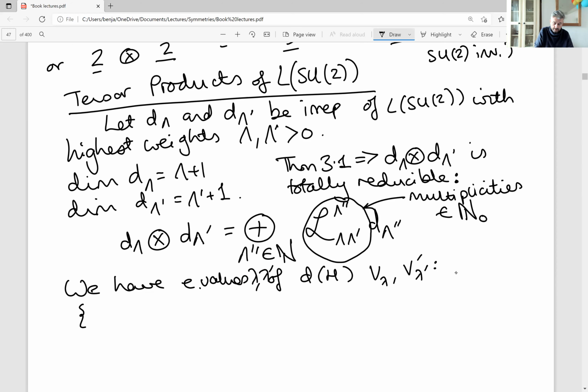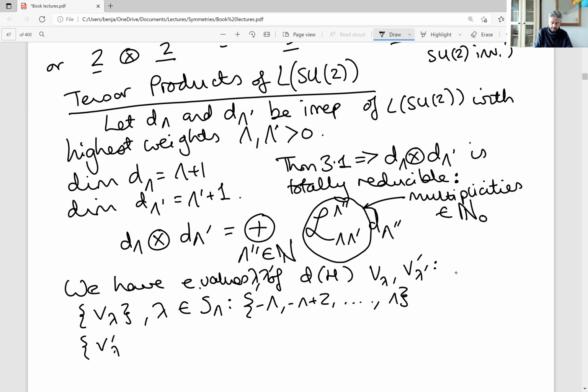All right, so our eigenvalue lambda is in this set of minus big lambda, minus big lambda plus 2, all the way up to big lambda. These are the facts that we know from the properties of representations of the Lie algebra of SU2 that we worked out a lecture or two ago. This is property A. And v prime lambda prime, similarly, is in some set S subscript lambda prime, and it's the same thing, but with a lambda prime replacing the lambda. So each of the eigenvalues differs by 2 units.